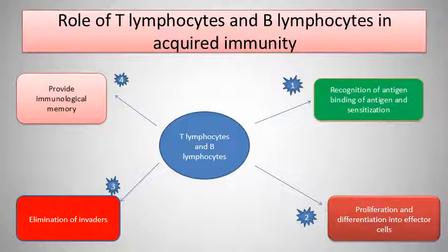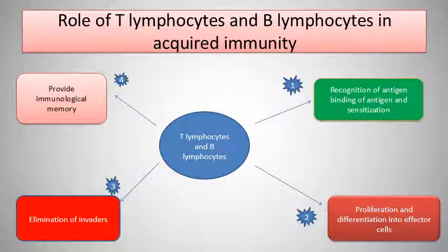So these cells have to recognize the antigen first and bind to it and become activated. So when these lymphocytes bind to the antigen only, they become activated. So these cells, T lymphocytes and B lymphocytes, can bind to the same antigen, but the way they recognize the antigen is different. So we have to go and see into this. Okay. So first step, recognition, binding and sensitization.